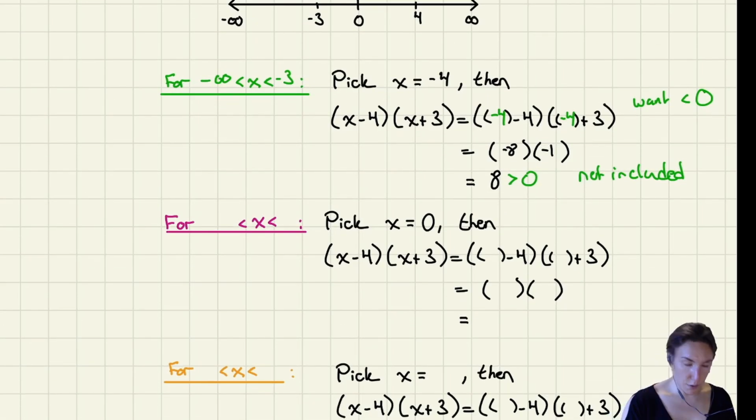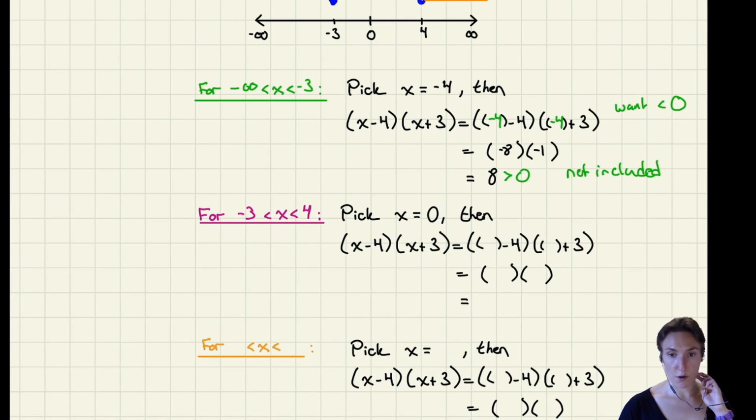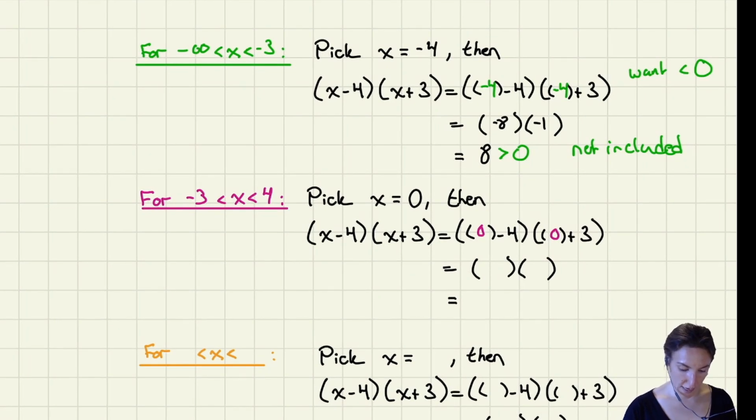Let's look if we're in between -3 and 4. Okay, typically I pick 0. If you can do 0, pick 0 because it's faster to actually plug in the numbers. So in my first term, I get -4. My second term, I get 3. -4 times 3 is -12. And is that less than 0? Yes, it is.